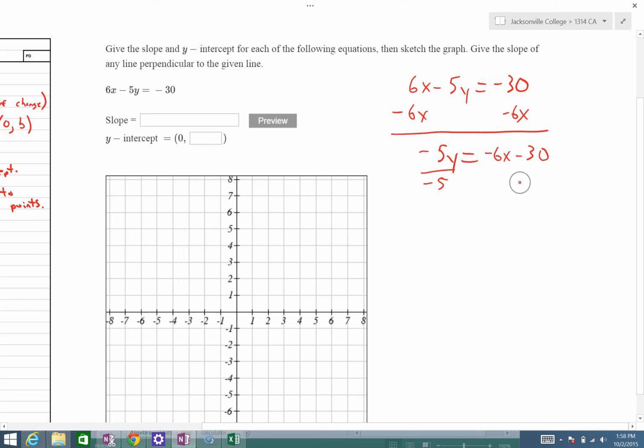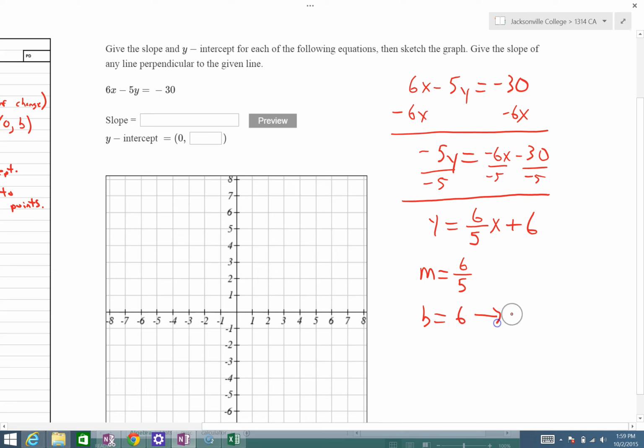Lastly, dividing by negative 5. I could show this entire side divided by negative 5. I will show each individually. Negative 5 divided by negative 5, that's y. Negative 6 divided by negative 5, that's 6 over 5. I could write this as a decimal, but in this context it will be more useful to have it as a fraction. Negative 30 divided by negative 5, that is a positive 6. This is my slope-intercept form. Now I can identify my slope. Slope is the coefficient of x. It's 6 over 5. My y-intercept b is 6. And remember, this 6 corresponds to the point (0, 6).